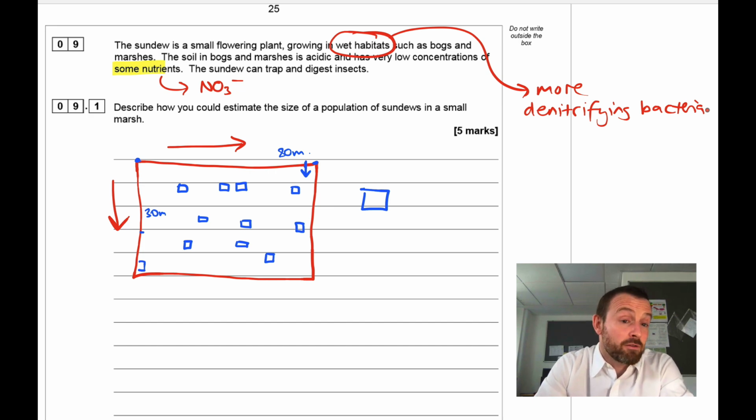That's why you get these carnivorous plants. We call them carnivorous plants, even though they don't actually eat the insects, they just get the nitrogen from them. They tend to be in wet habitats. Links to the nitrogen cycle.